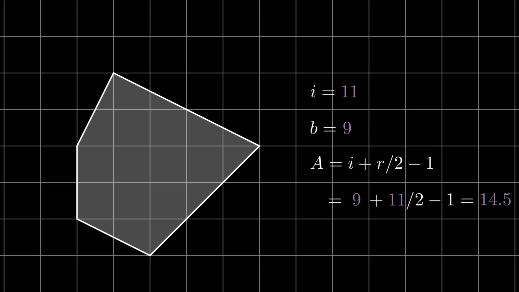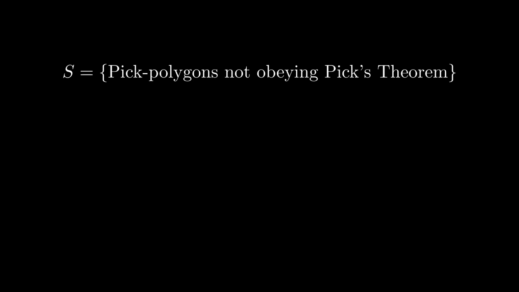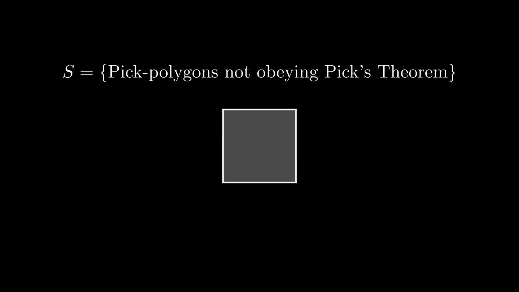So this means that if we concatenate an elementary triangle with a polygon, then the polygon is also a Pick polygon if the first one was. Now let's consider the set of all Pick polygons that don't obey Pick's theorem. So if this set is non-empty, then Pick's theorem wouldn't be true. Now let's also take out the polygon in this set with the smallest possible area.